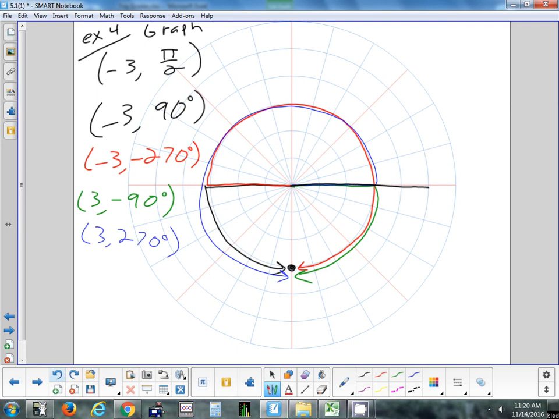And what's nice is when you find them, you have every combination of positives and negatives. Both positive, both negative, one of each. Okay, so any questions on that?